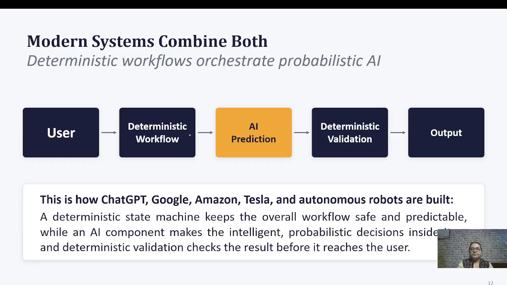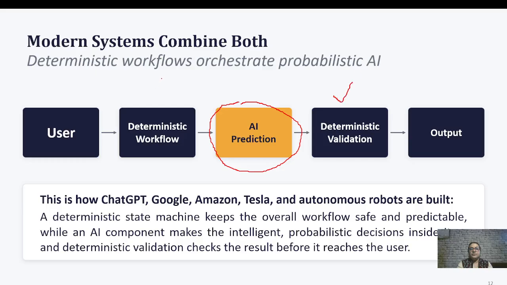So, in practice, modern intelligent systems combine deterministic workflows with probabilistic AI models. The user's request first passes through a deterministic workflow that manages the overall process. An AI model then generates the predictions or recommendations. Finally, deterministic validation checks the output before presenting it to the user.